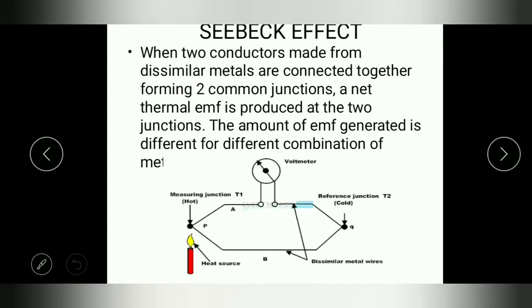So what is Seebeck effect? When two conductors made from dissimilar metals are connected together, forming two common junctions, a net thermal EMF is produced at the two junctions. So we can see two dissimilar metals, metal A and metal B. These are connected at two junctions, P and Q. P is the hot junction, which is having a temperature of T1, and Q is the cold junction, which is having a temperature of T2.